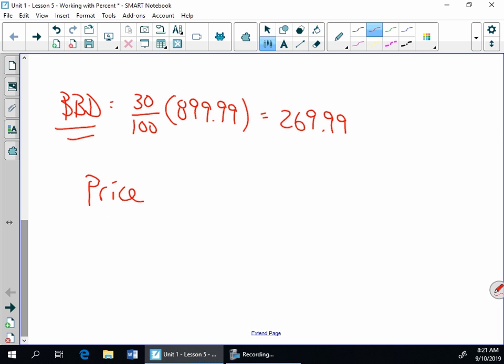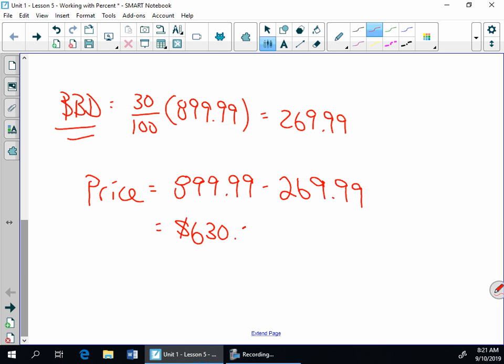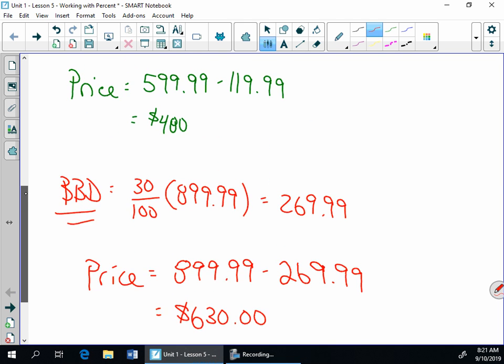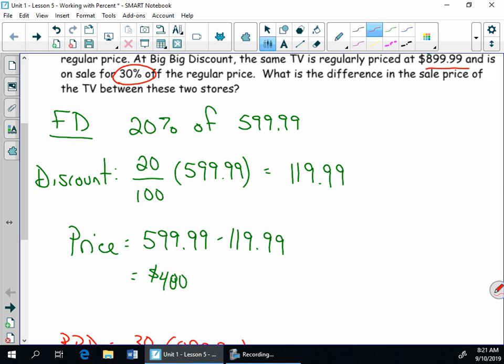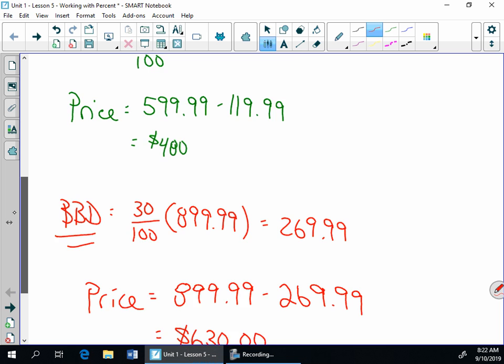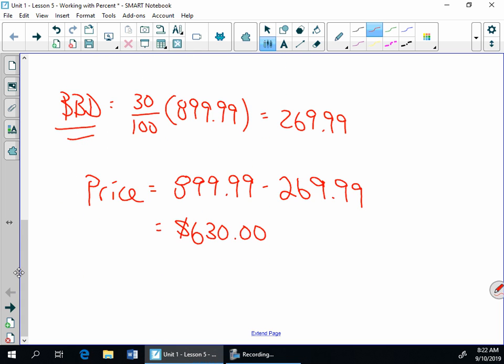Okay, so what's our price? Our price will be what we started at, subtract that discount, okay, leaving us with a price of $630. So it started more, had a bigger sale, still costs more in the end. Okay, the question is, what is the difference in the sale price of this TV between these two stores? So we had one at $480, we had one at $630.